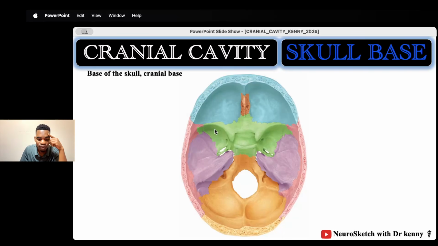The middle cranial fossa, I want you to treat this middle cranial fossa in 3 dimensions. You see, the middle cranial fossa is butterfly shaped again. It has something like a body inside here, and then a little bit like wings on the lateral side.